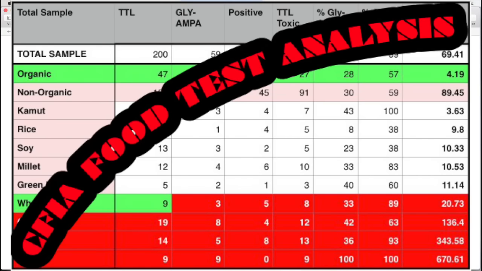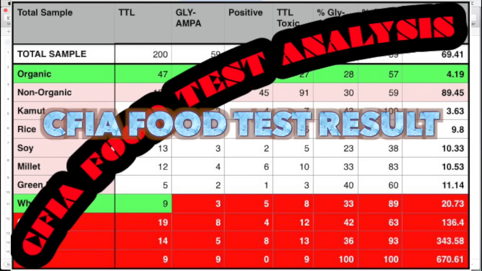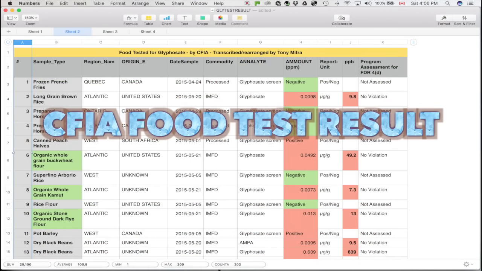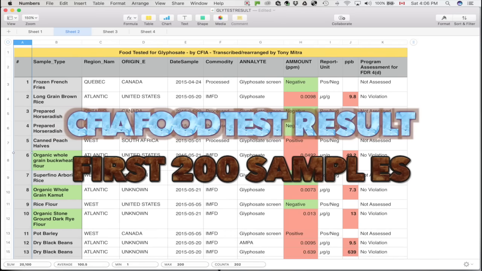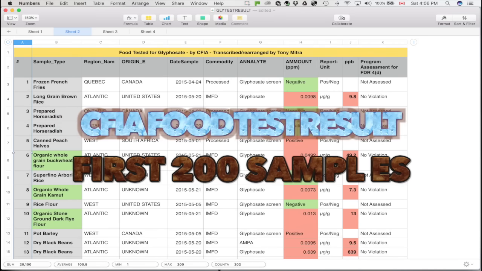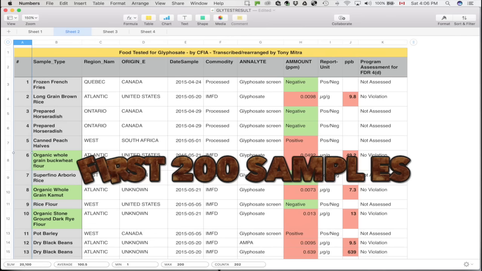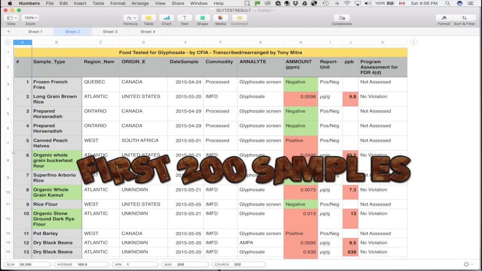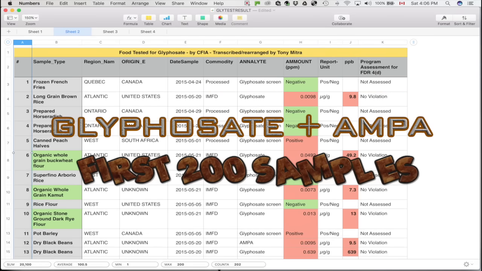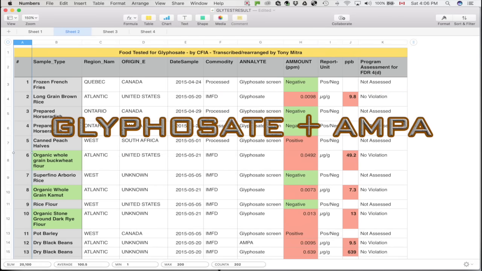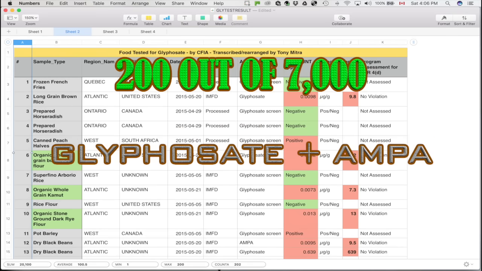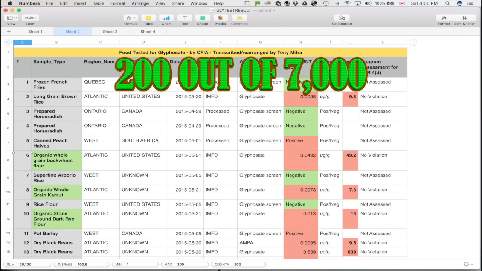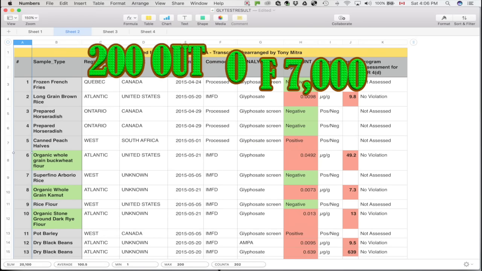Hello everybody. I have a new update to make on the samples received from CFIA, Canadian Food Inspection Agency, as results of foods they tested for presence of glyphosate and its metabolite AMPA, which is also just as nasty. The previous update was when I had transcribed about 100 samples, and today I have finished 200 of them out of 7,000, so there's still a long way to go.